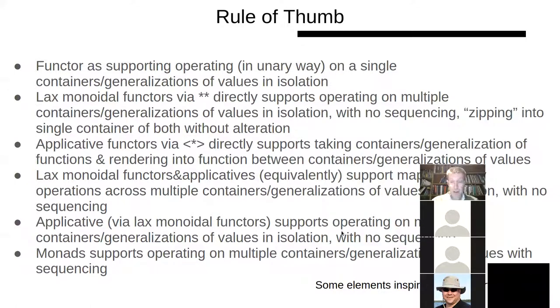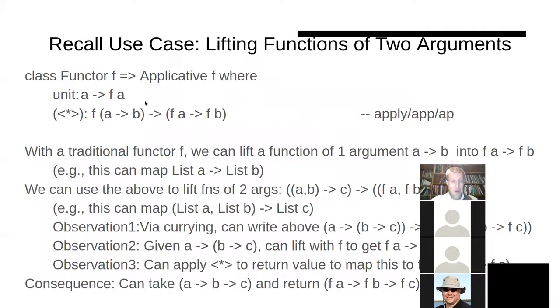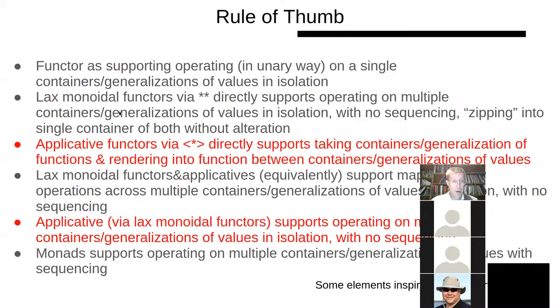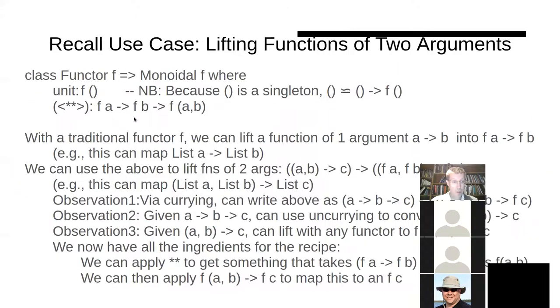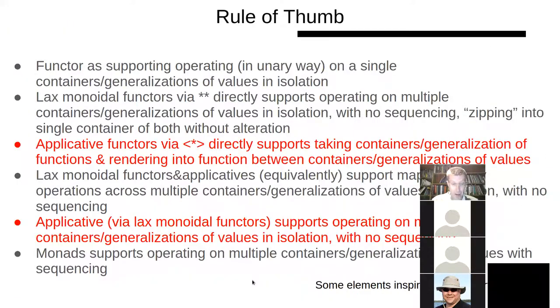This, by contrast, doesn't. Whether it's in applicatives, although it's perhaps a bit more opaque here, or whether it's in monoidal functors, we're kind of taking these containers that are already there, they don't depend on each other, and we're combining them together using operators. We're not sequencing in any way. And monads provide the sequencing magic to take that to another level. Okay.